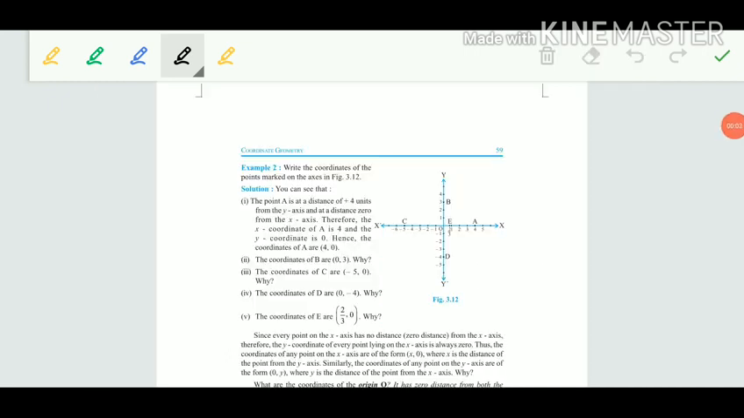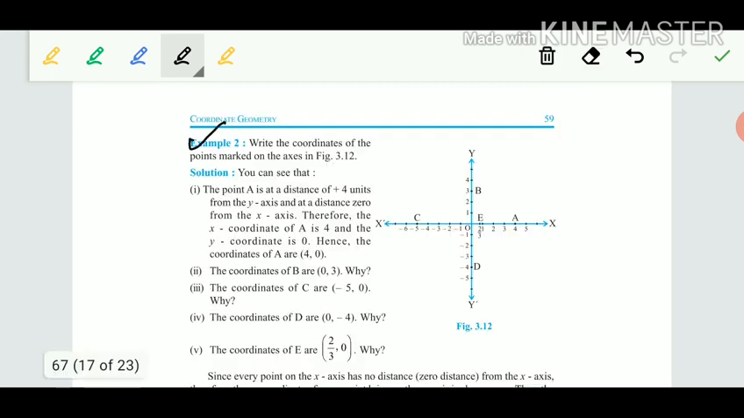Now we will discuss example number 2. In this example, we will discuss the points which are lying on the x-axis and y-axis. Earlier we have seen the points lying between the x-axis and y-axis. Now in this example, we will find the position of the points which are lying on the x-axis and the y-axis. Question is, write the coordinates of the point marked on the x.